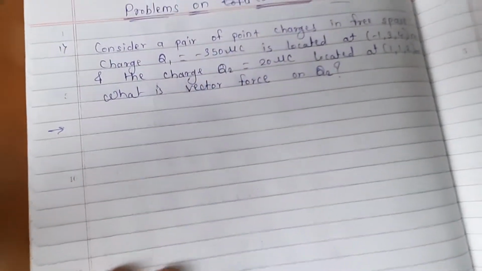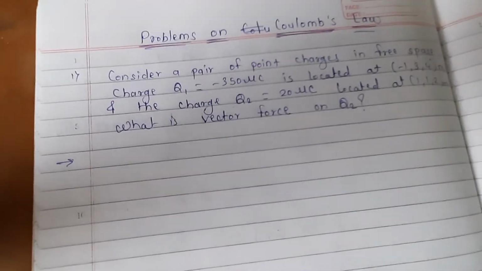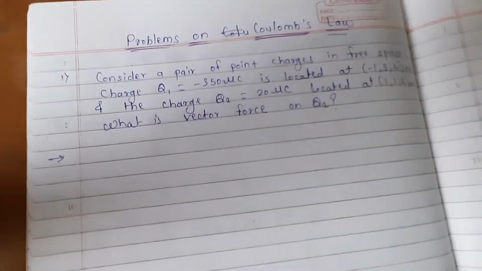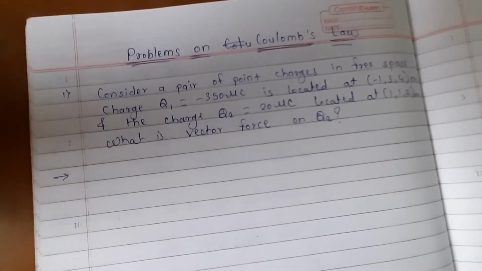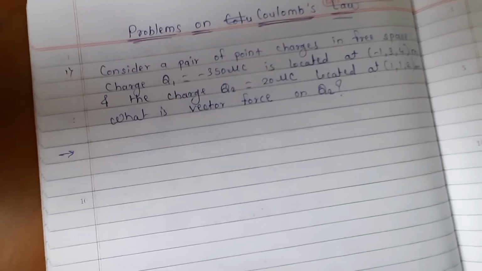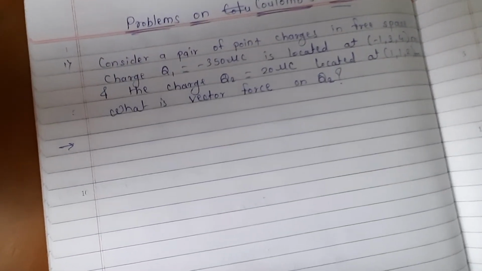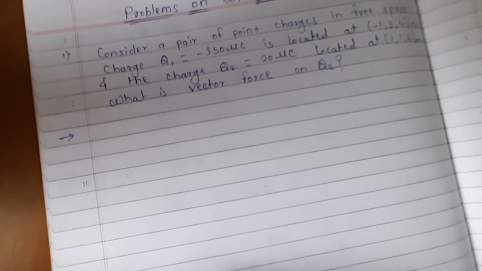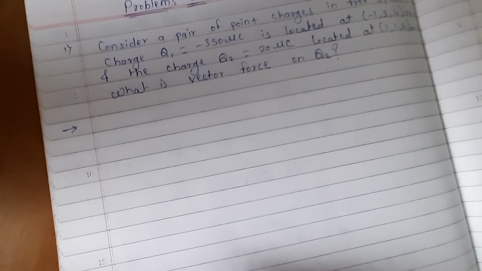Problems on Coulomb's law. The first problem is: consider a pair of point charges in free space. The charge q1, minus 350 microcoulomb, is located at (-1, 3, 4) meters, and the charge q2, 20 microcoulomb, is located at (1, 1, 2). What is the vector force on q2?